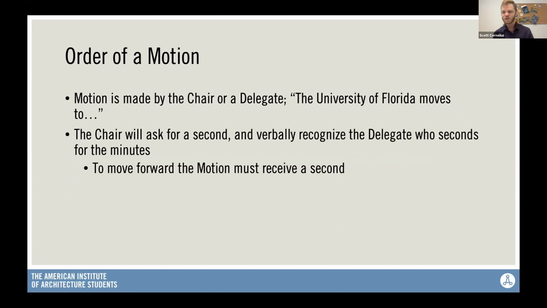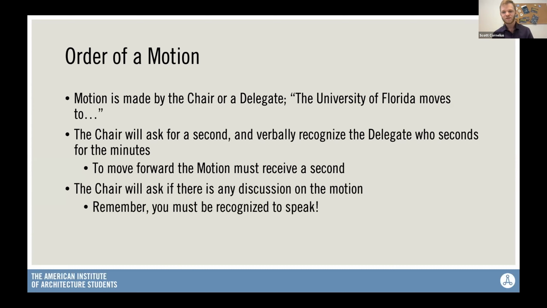The chair will ask for a second. That's me. So I will say, is there a second? And verbally recognize the delegate who seconds for the minutes. So for instance, if Florida International were to second the motion, I would say the chair recognizes the delegate from Florida International University. And if there is no second, then the motion just doesn't move on, because if there's only one person who is interested in this motion, it's not worth the time of the council.